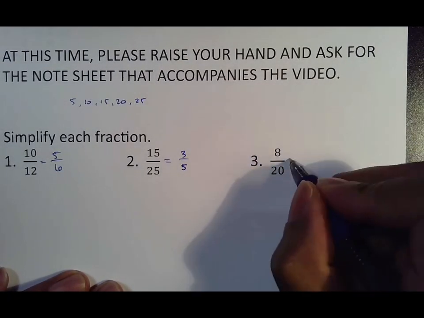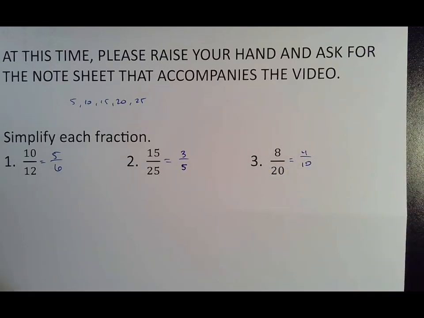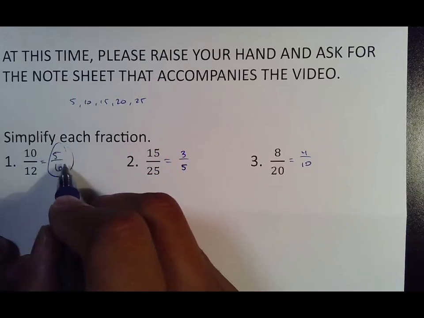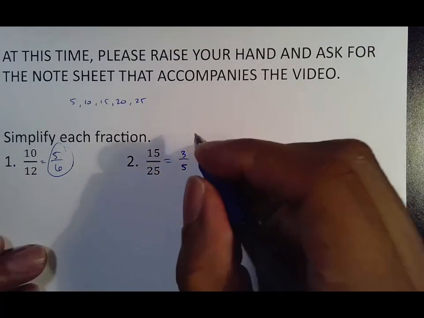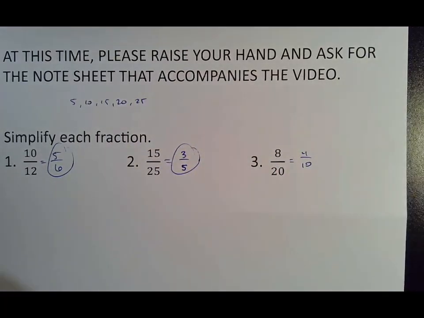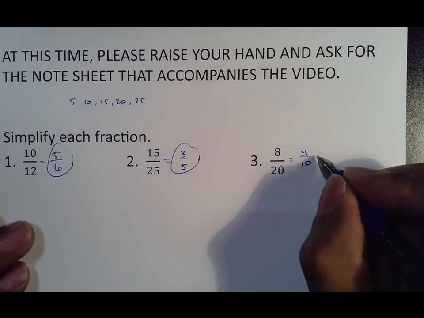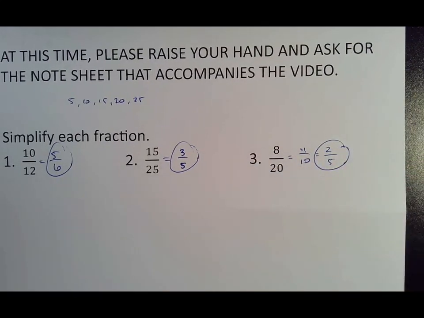First thing I notice is that they're both even. 8 turns into 4, 20 turns into 10. Now I stopped on 4 over 10? No, I stopped on 5 over 6 because they're right next to each other, which usually means it's simplified. I stopped on 3 over 5 because I know for a fact that 3 and 5 have nothing in common. But when you look at 4 and 10, they're still both even, which means I can divide them again to get 2 over 5, which is your reduced, simplified, or lowest terms answer.